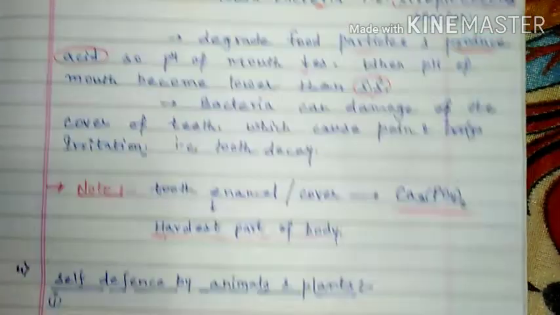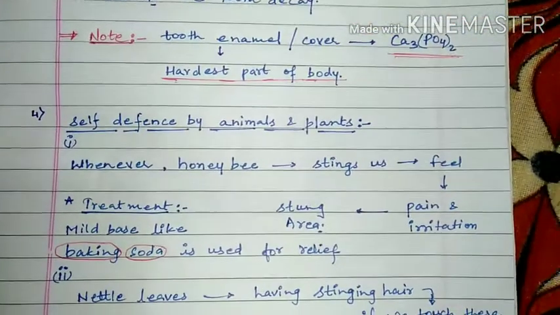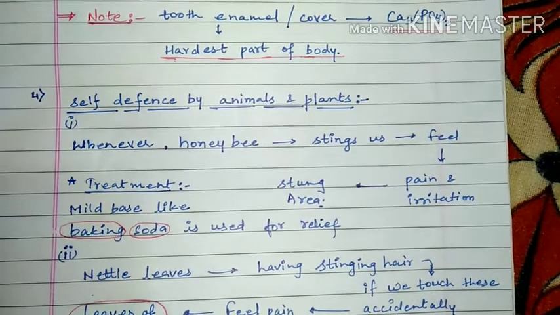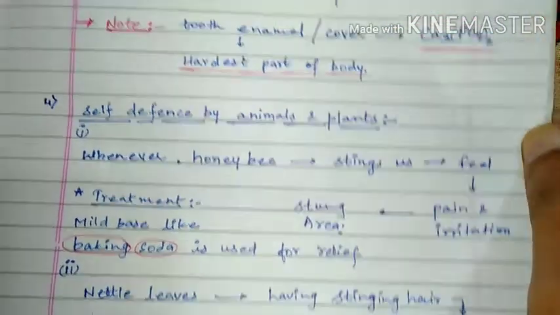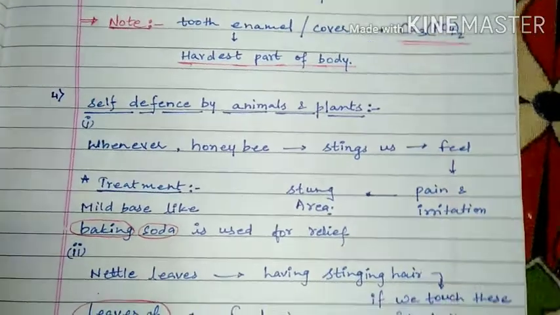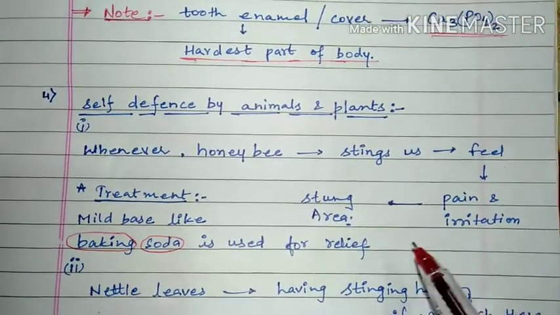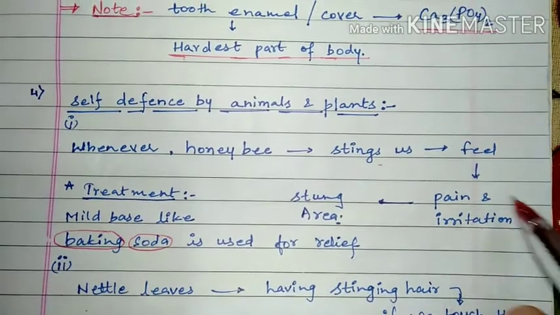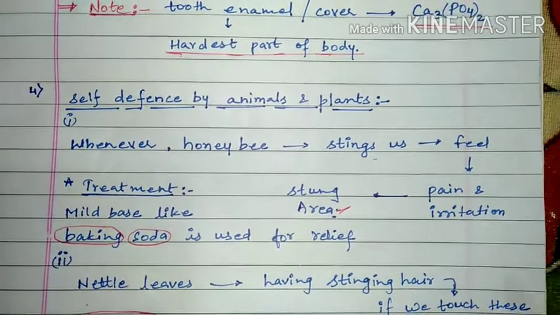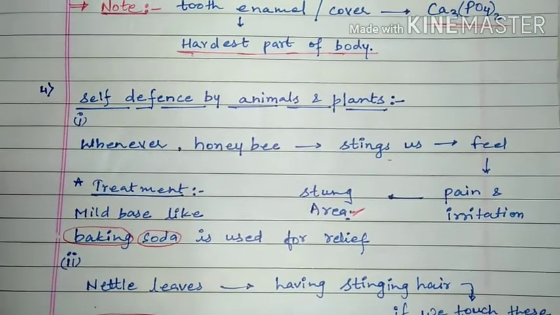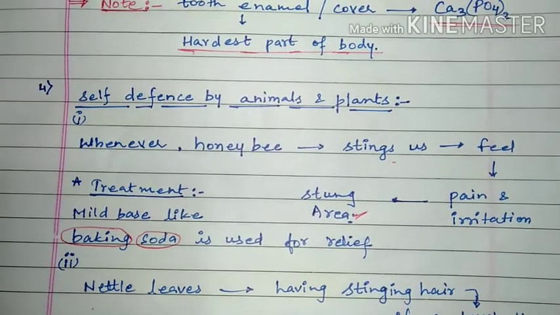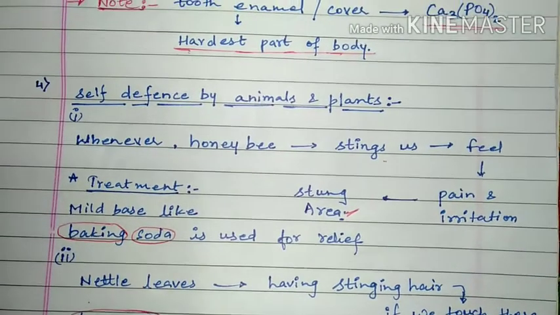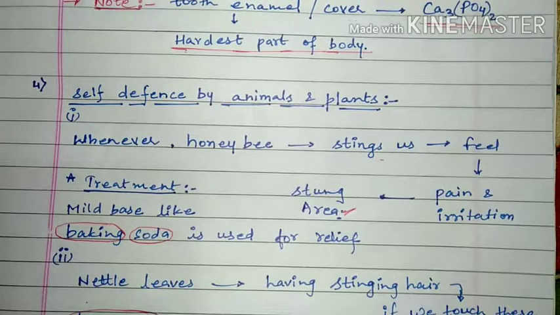Then in the last we'll discuss self defense by animals and plants. Students, first I want to tell you about the animal. This is the honey bee. Whenever a honey bee stings us, we feel pain and irritation on the stung area. Why? Because the honey bee releases acid while stinging us, and the acid causes the pain and irritation.